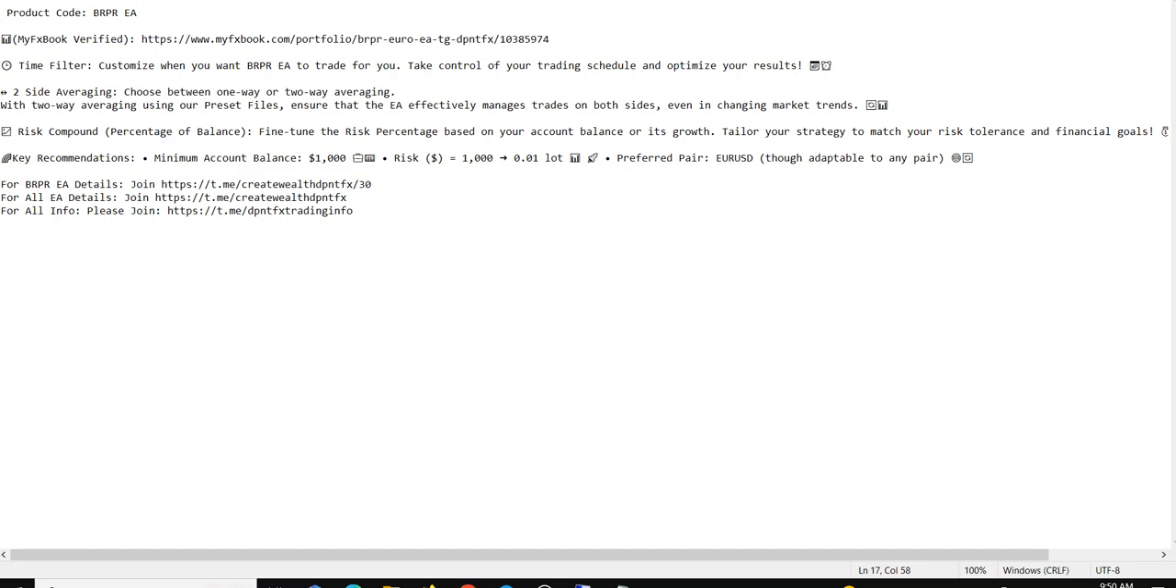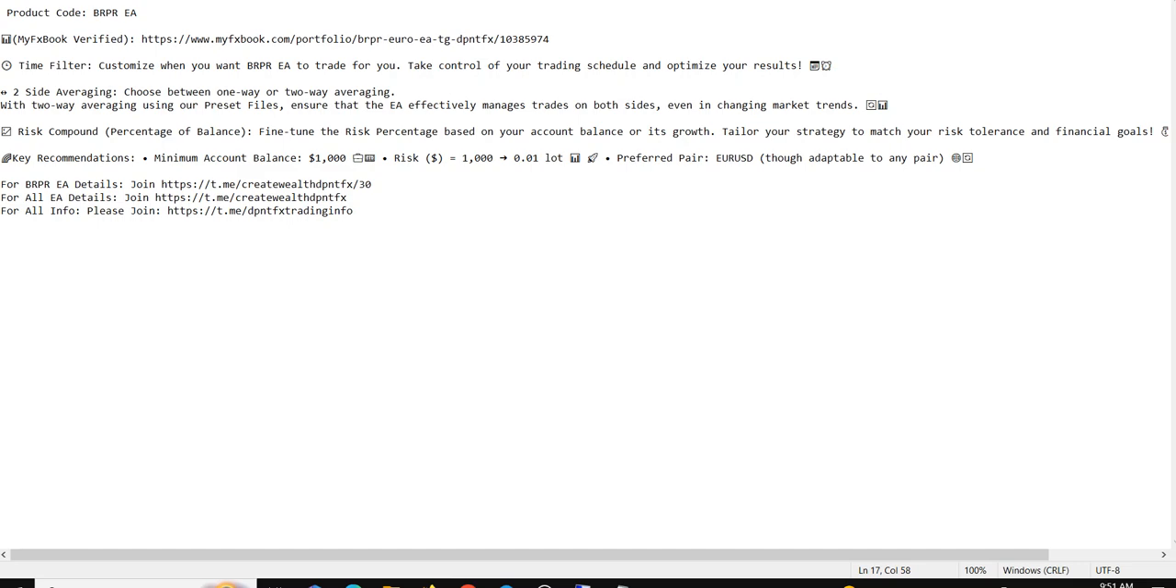It has an option to use two-side averaging, where you can choose one-way or two-way averaging. With two-way averaging, using the preset files that we provide, this will ensure that the EA can effectively manage trades on both sides, even in changing market trends. It doesn't mean it will take equal buy and sell trades. According to the trend, it will take the trades, but when the trend changes, then based on the situation, it will take the trade on the opposite side as well.